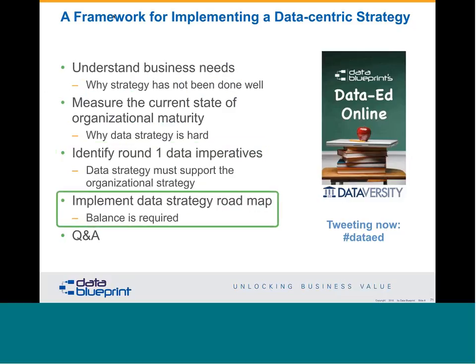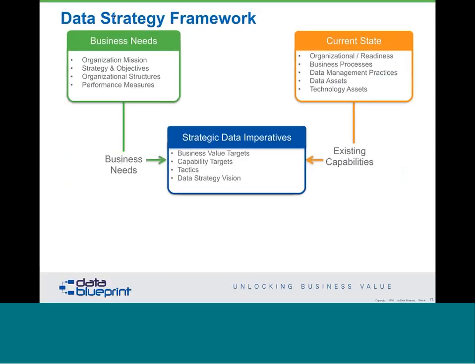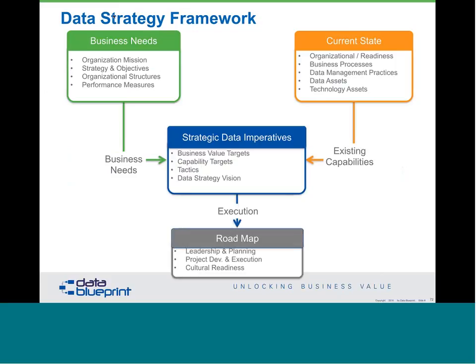Let's get into our last section here then, implementing data strategy roadmap on this. Again, we've gotten to here, business needs, current state, now gives us combined our ability to create strategic data imperatives, and now through execution of those imperatives, we come up with a roadmap. However, the roadmap is a really, really key part of this because it's your articulation of what's going to be happening. And it's got to be a balanced approach.